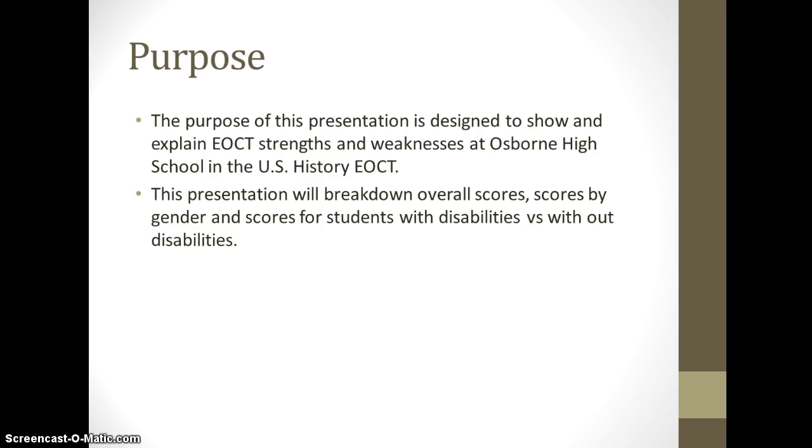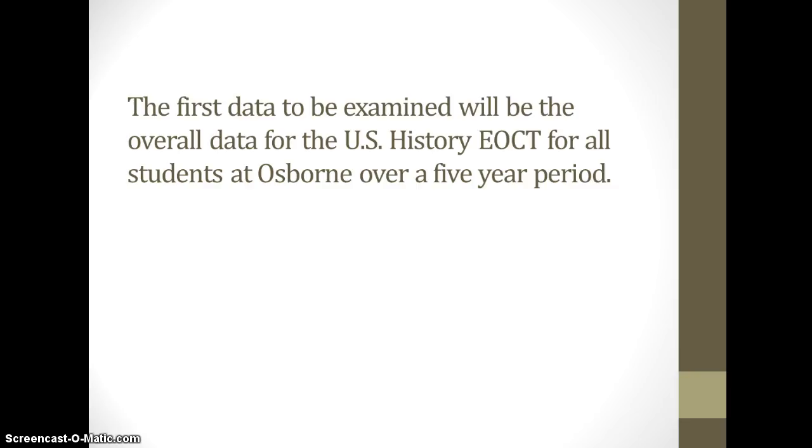So like I mentioned, the purpose of this slide is to show and explain the EOCT strengths and weaknesses at Osborne, but really looking at the U.S. history portion. This presentation will break down overall scores by not only the whole scores, but the gender, as well as scores for students with and without disabilities. So the first data we're looking at is the overall data for the U.S. history EOCT for the students at Osborne over a 5-year period.